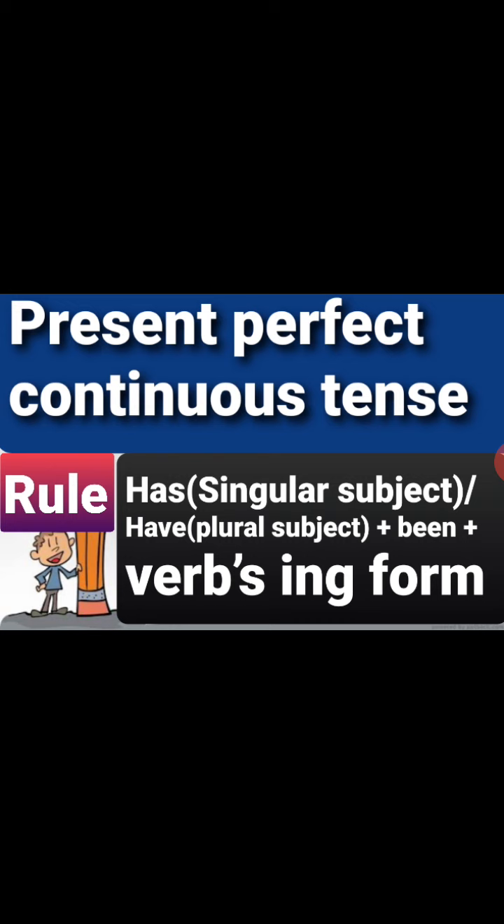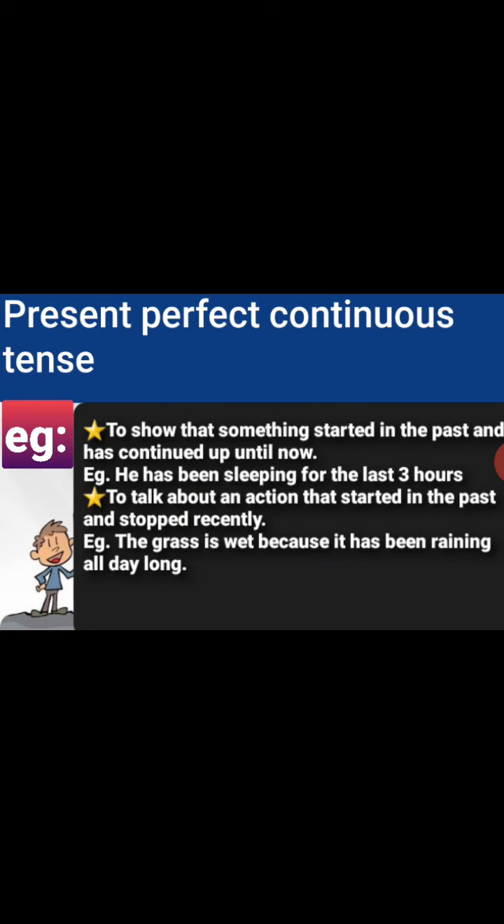And has is used for singular subject. We learned that. And have is used for plural subject. Again remind, singular subject means we are talking about he, she or any single subject, Ram, Shyam. And plural subject means I, you, we, they. Understand? So, any subject plus has, have, been plus verb ing form. That comes under the present perfect continuous tense. Look at the examples, students.